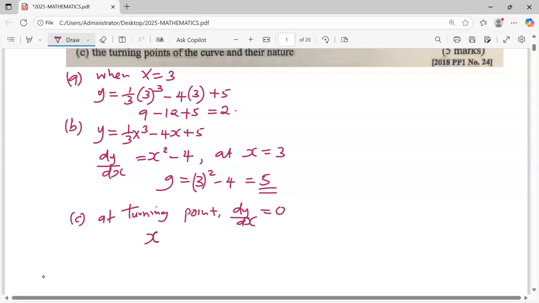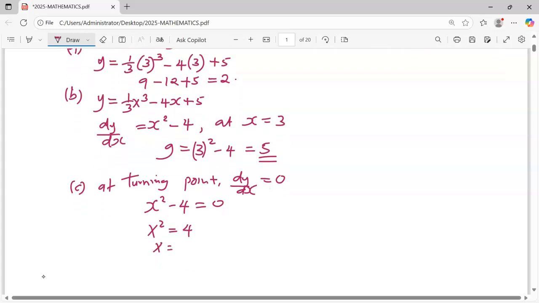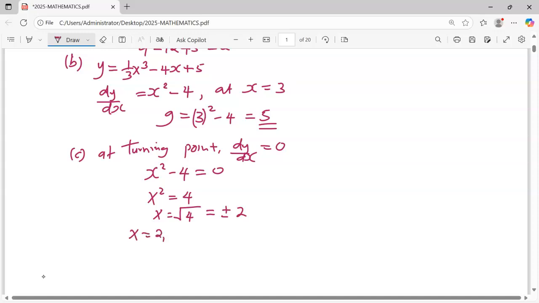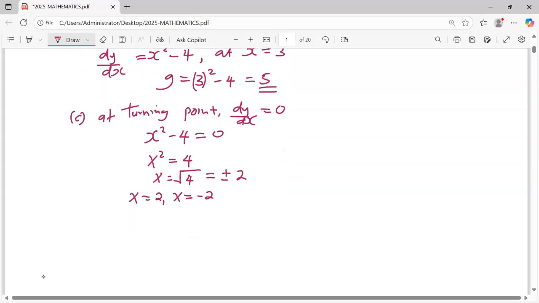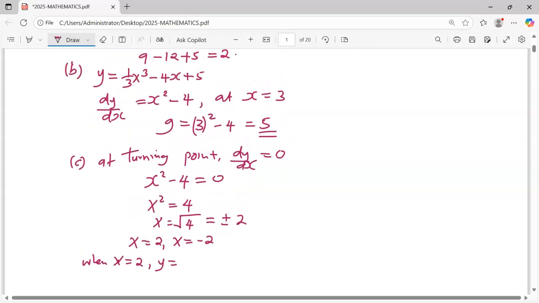The dy over dx is x squared minus 4, and this one will be equated to 0. That means if we move 4 to the other side, x squared is going to be equal to 4. If you want to get the value of x, we are going to take the square root on both sides, and therefore x will be equal to the square root of 4, which will be equal to plus or minus 2. That means the value of x can either be positive 2 or also negative 2. Once we have gotten that, we are simply going to say when x is positive 2, then the value of y will be equal to a third.